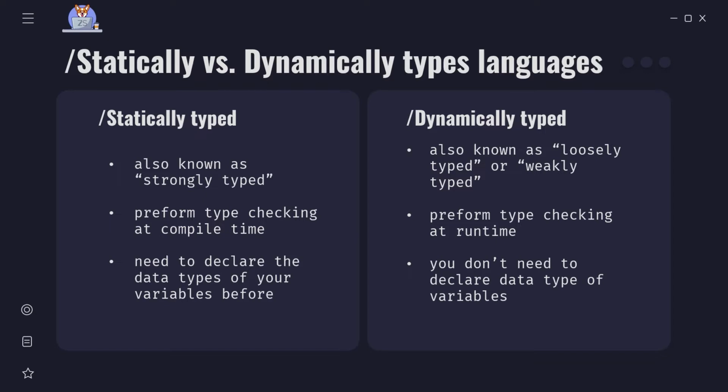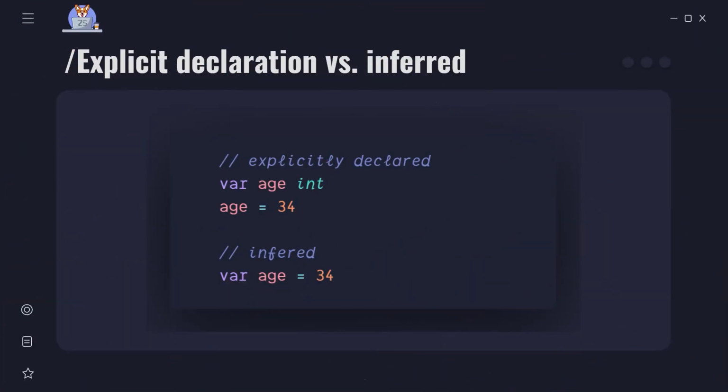Also, with statically typed languages, you need to declare the data types of your variables before using them. And with dynamically typed languages, you don't. In Go, you have an option here to either explicitly declare a type or to let the compiler infer the type. Here we can see an example. For our examples in Go, we will explicitly declare types just to help us see the differences clearly. If you want to learn more about variable declaration in Go, please check my other video.